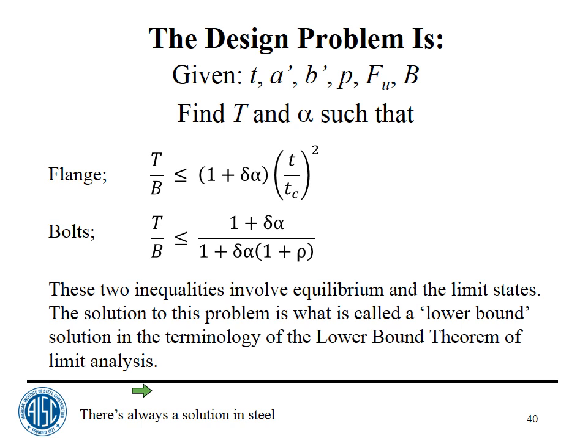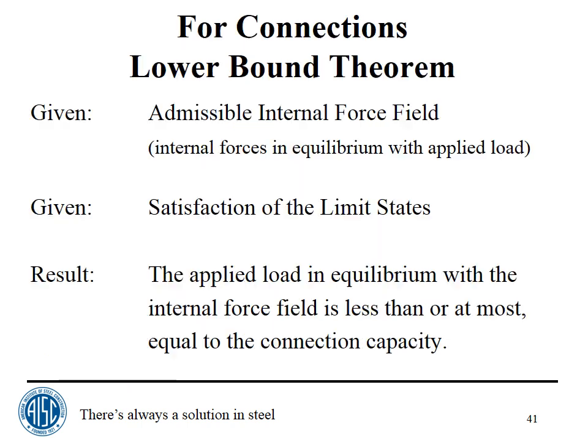Well, this is just like that. We're going to satisfy equilibrium, and we're going to satisfy the limit states, but we are not necessarily satisfying compatibility. So we come up with a lower bound solution. So how do we solve? Well, I'm getting ahead of myself here. This is the lower bound theorem. We've already talked about this.